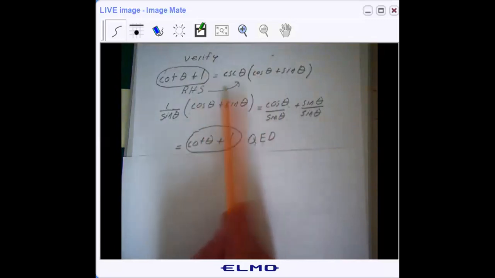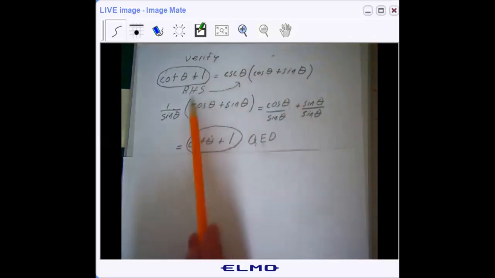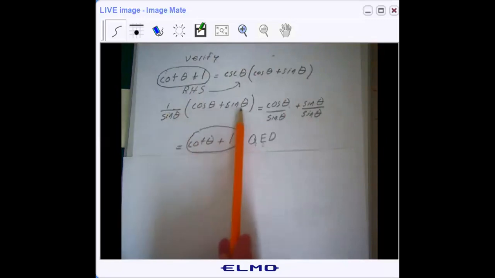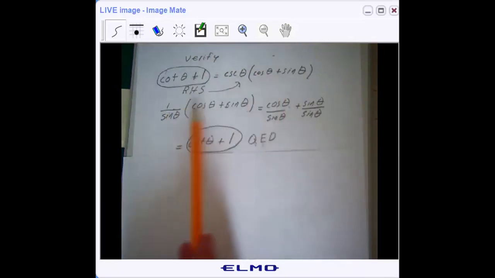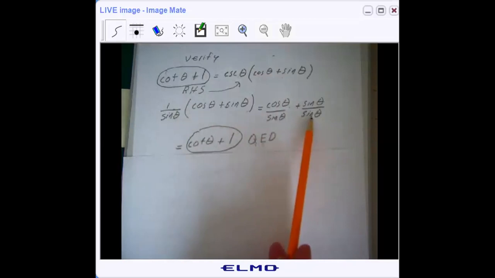So I started with the right-hand side, RHS, that's not Roswell High School, that's right-hand side. Now, y'all notice that cosecant theta is the same as 1 over sine theta. So I just recopied this right here, okay? Again, this piece just got transported to here. And then if you use the distributive property of multiplication, this is what you get, this right-hand side, okay?